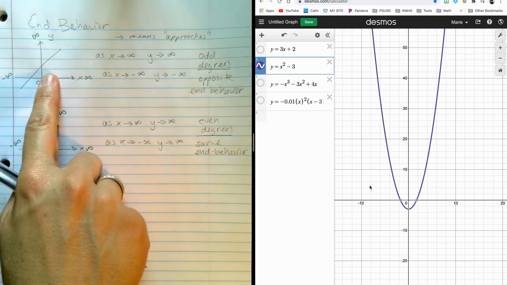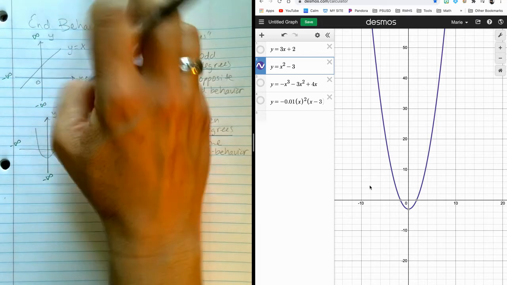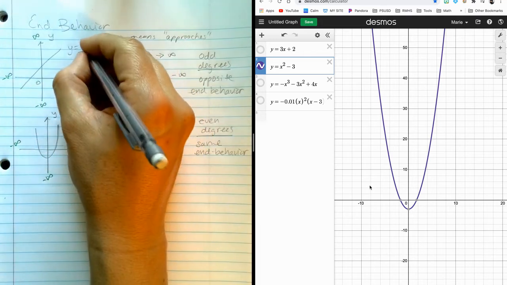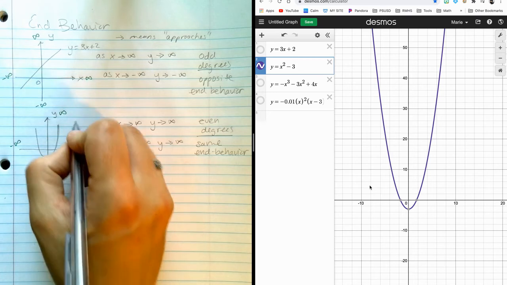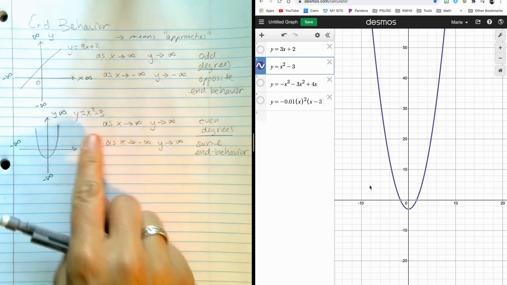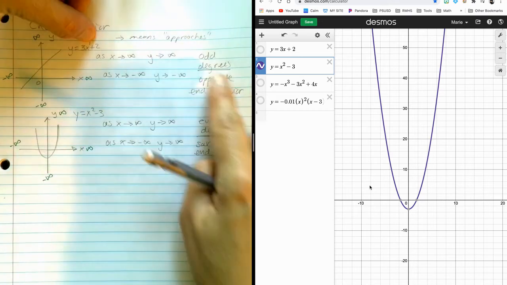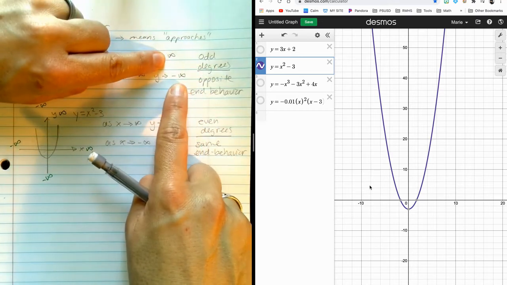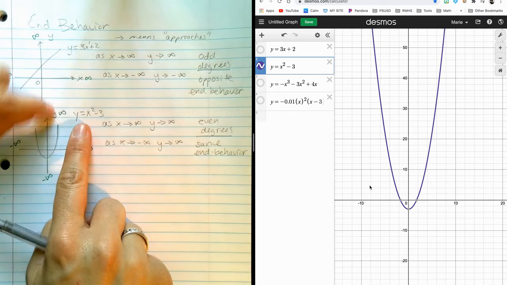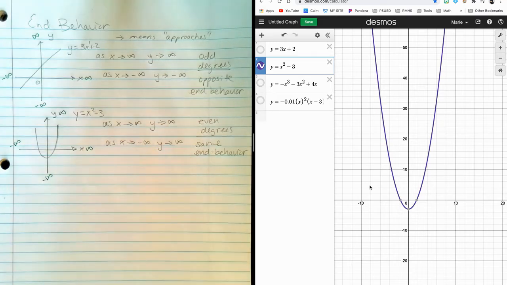So in this example here, this was y equals 3x plus 2. In this example here, this was y equals x squared minus 3. See, the degree here is 1. That's odd. So the end behavior was opposite. And in this case, the degree was even. So notice the end behavior was the same. Let's look at a couple more here.